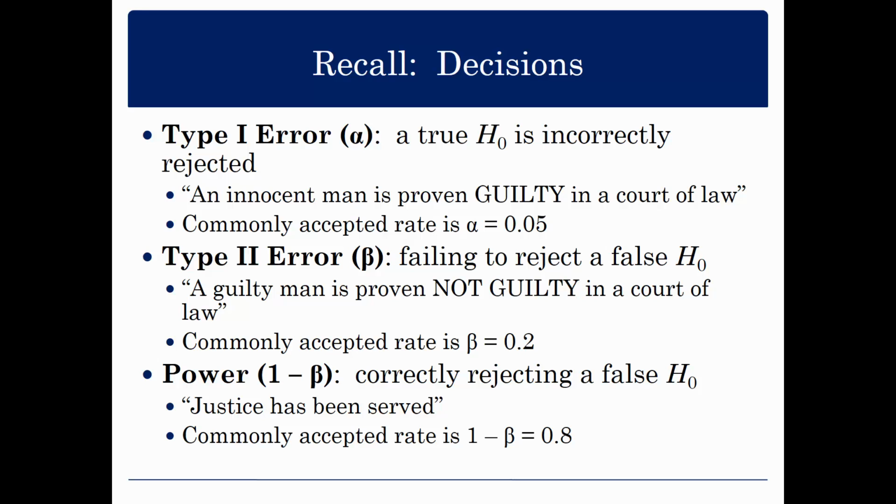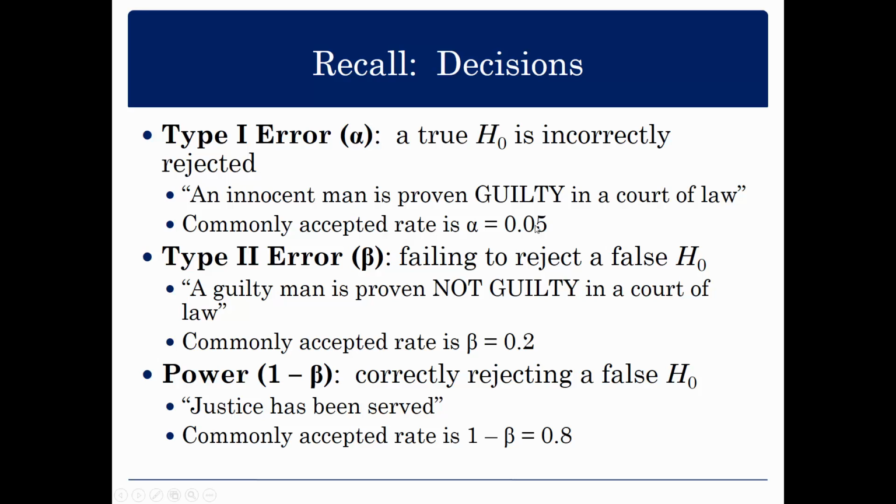The commonly accepted rates I've written here, just understand that these are historical. There's nothing magical about a level of the type 1 error of 5%. It's just that that's what's been used for 100 years, and it's a standard by which we operate. There are cases where this is too restrictive.